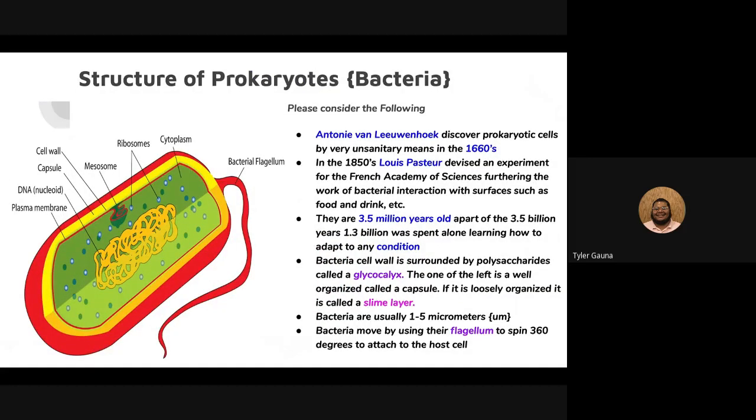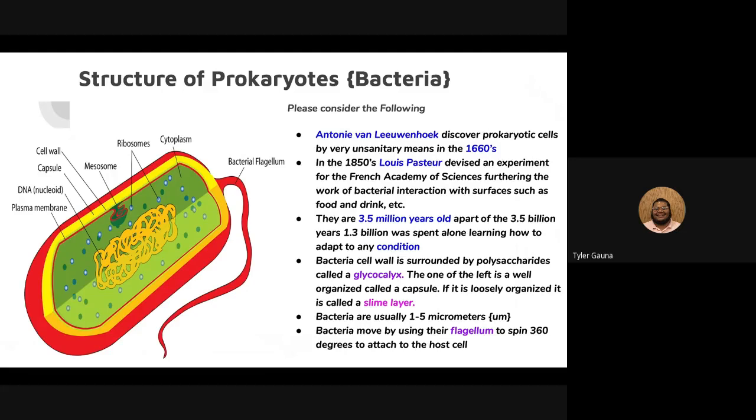So let's keep going. We know that Anton van Leeuwenhoek discovered prokaryotic cells by very unsanitary means in the 1660s. Remember, he looked at the gunk in his teeth, he looked at specimens of his feces, and he saw what he called animalcules floating around in those things.